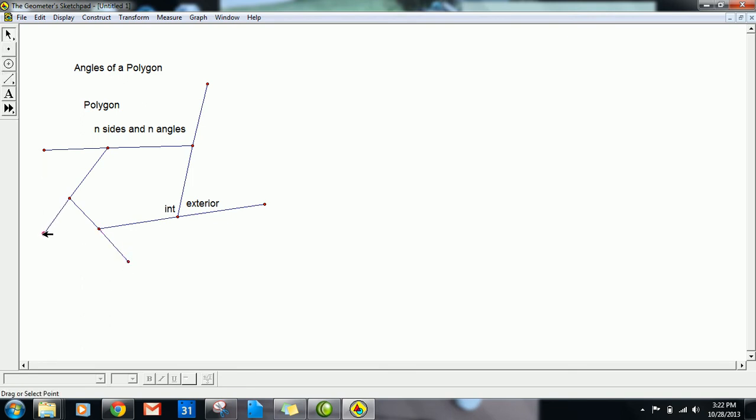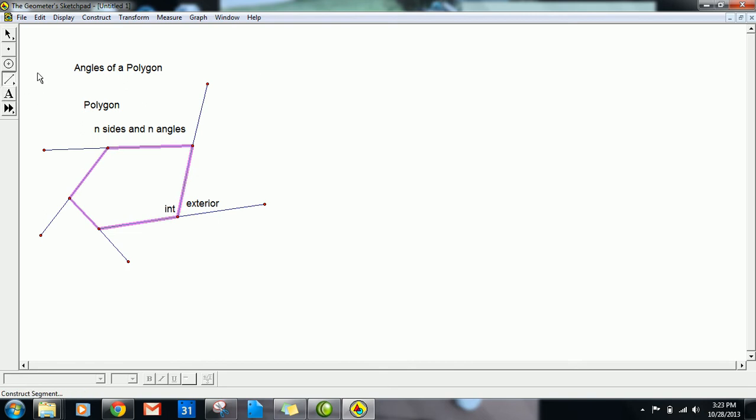Okay? So this is what we're talking about today. We're talking about angles of a polygon, and a polygon is a closed figure made up of a finite number of sides, segments. And if there are 5 sides, there are 5, 1, 2, 3, 4, 5 angles, right? Same number of sides, same number of angles. Okay? So here's the deal.